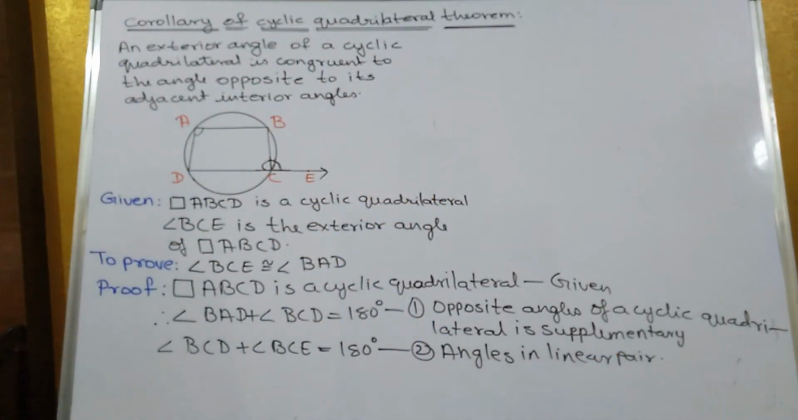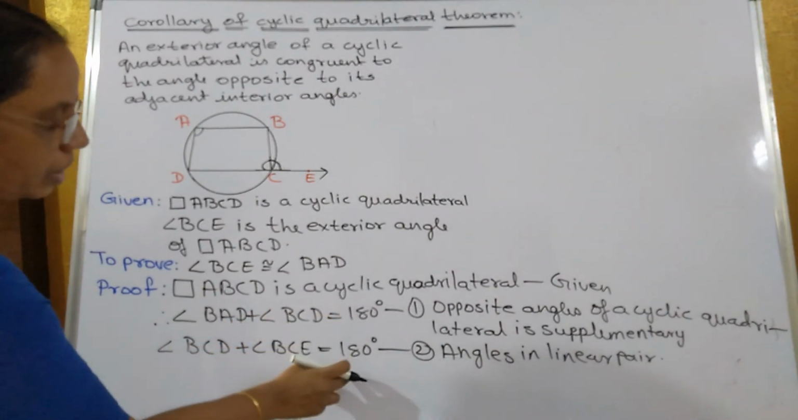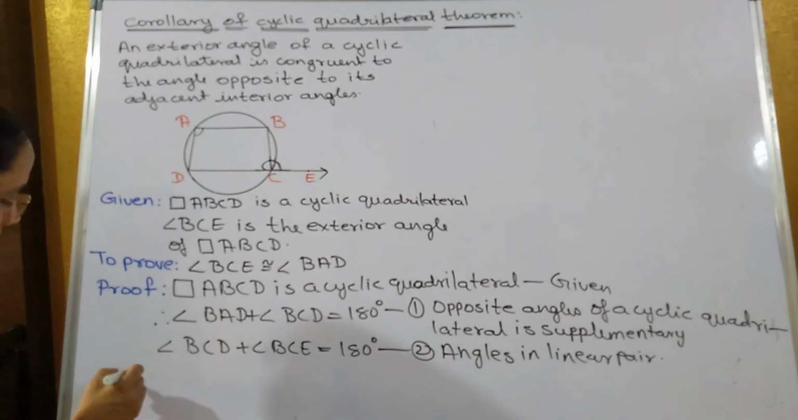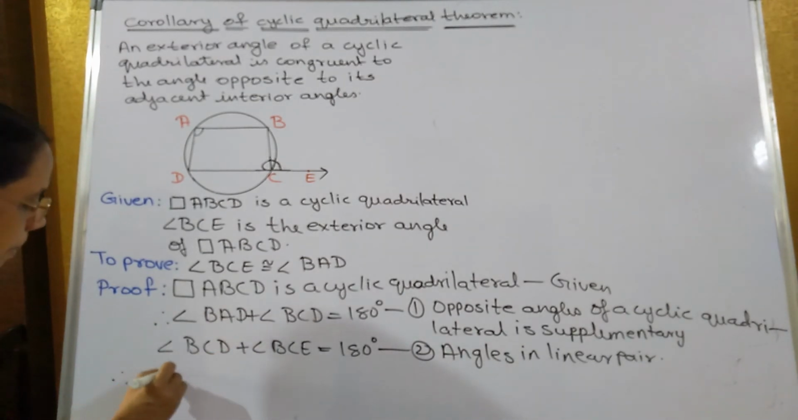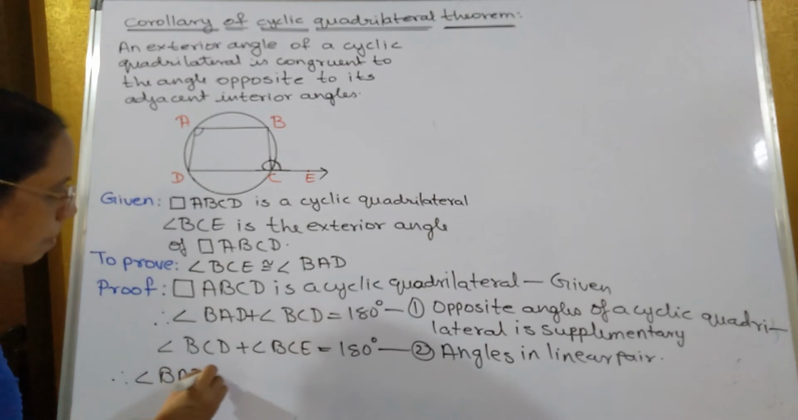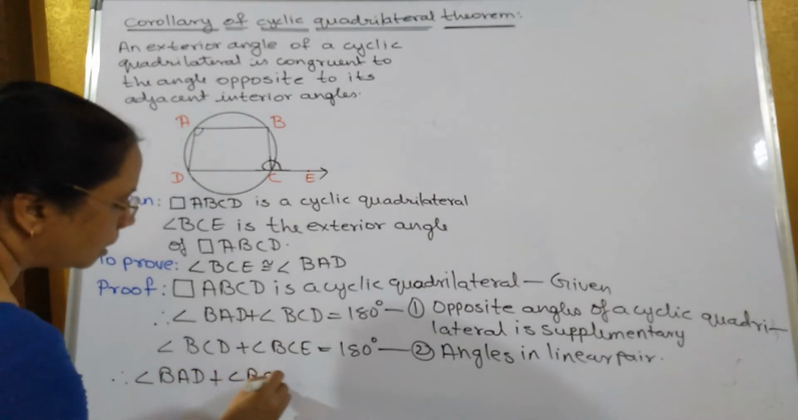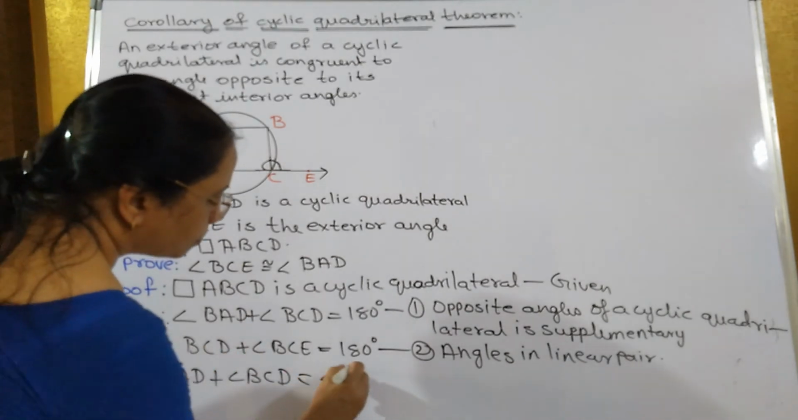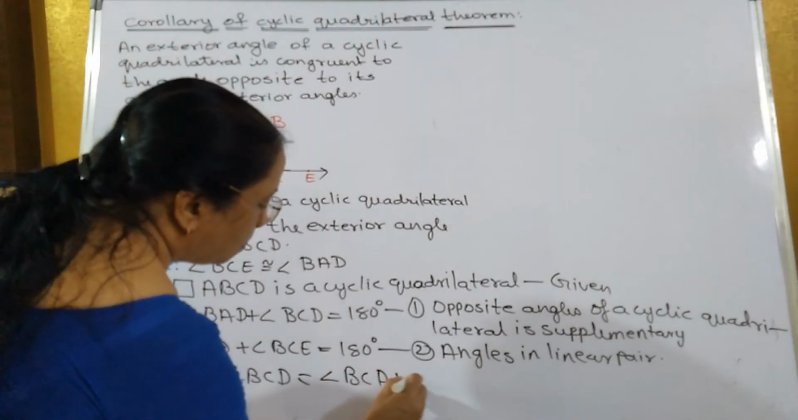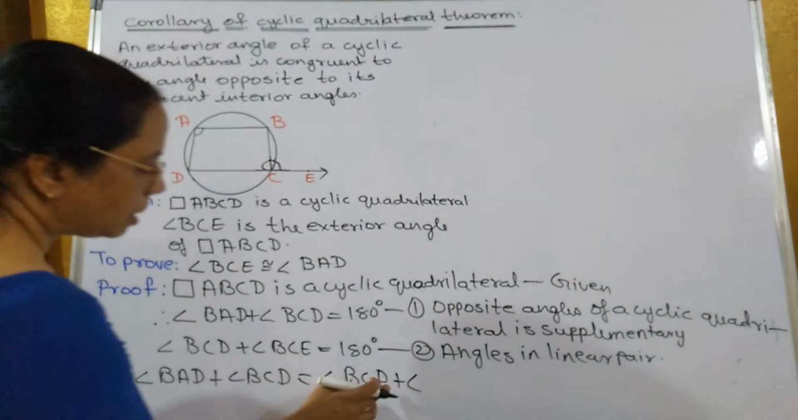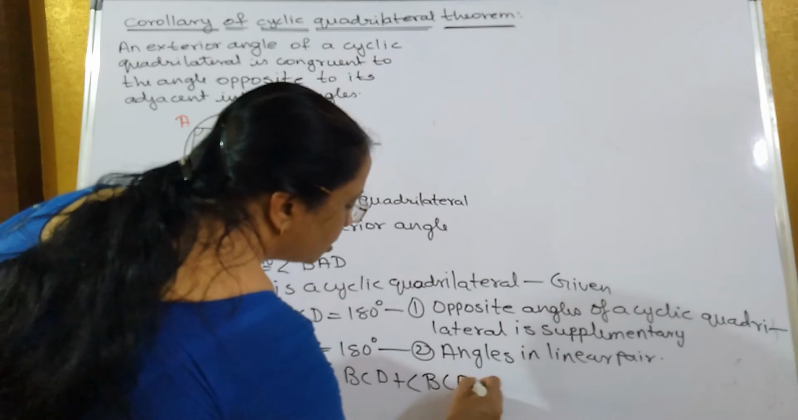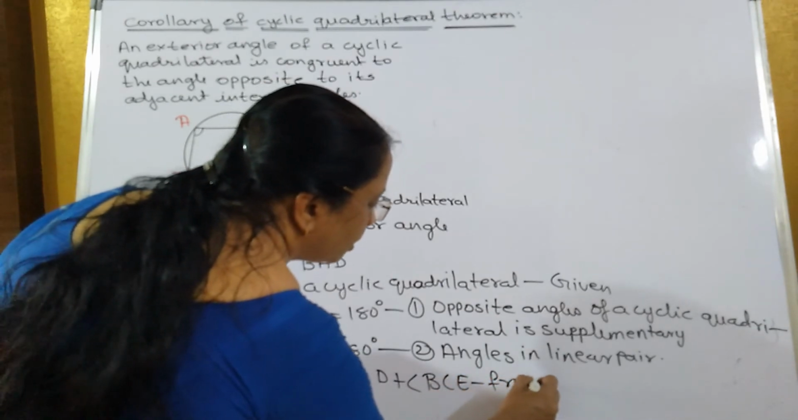So from 1 and 2 what we get? This right hand side are both equal, that is 180 degree. Therefore the left hand side also has to be equal. Therefore angle BAD plus angle BCD should be equal to angle BCD plus angle BCE. Reason what you'll write? From 1 and 2.